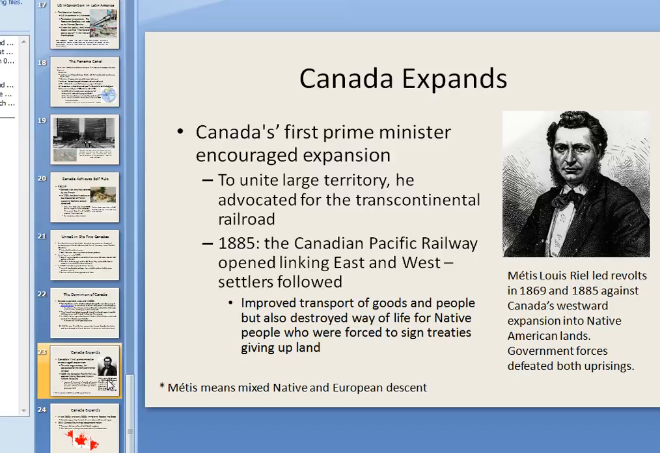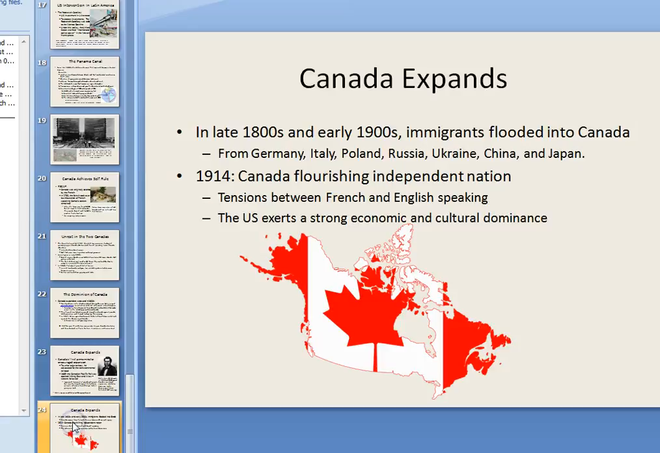This improved transport of goods and people, but it also destroyed a way of life for the native peoples who were forced to sign treaties giving up their land. So one of the Métis people, which is basically a mixture of Native and European ancestry, led a revolt in 1869 to 1885 against Canada's westward expansion into Native American land. And the government forces did defeat both uprisings.